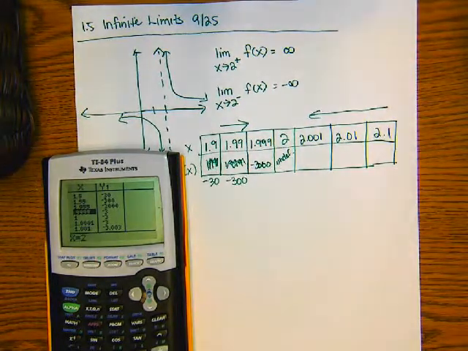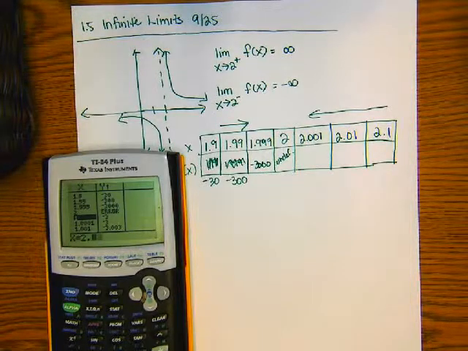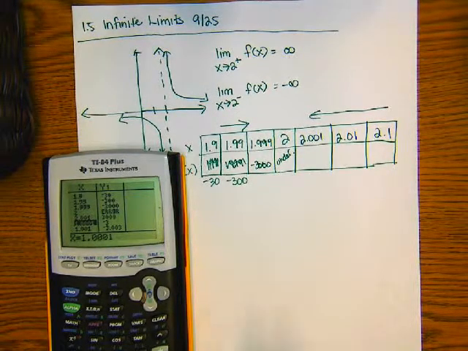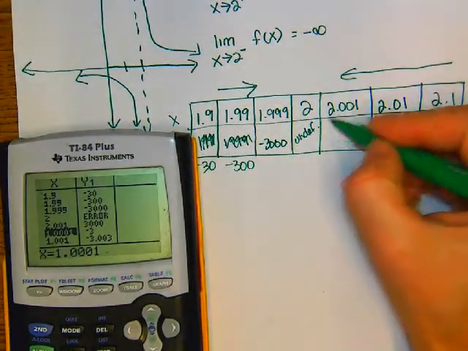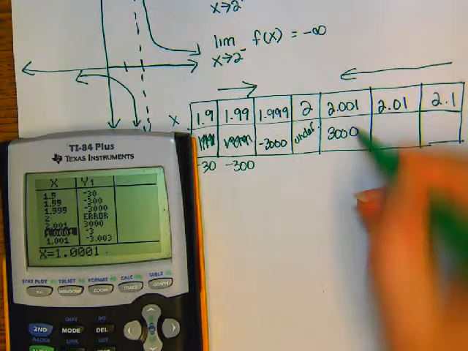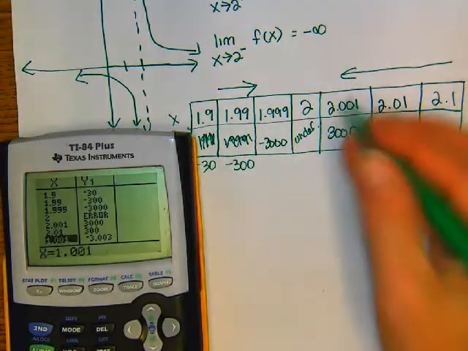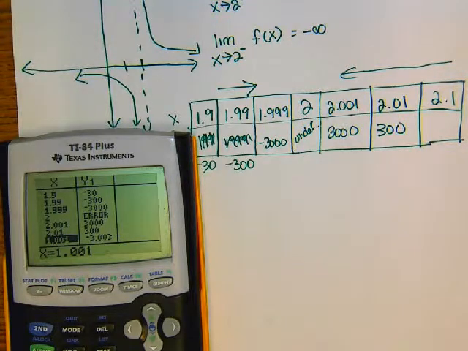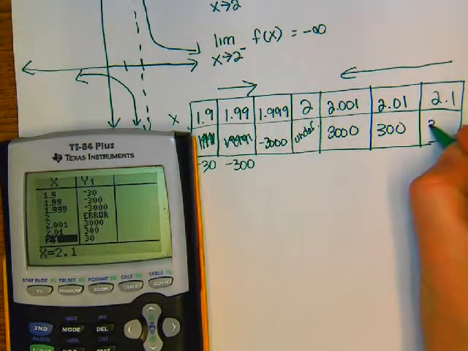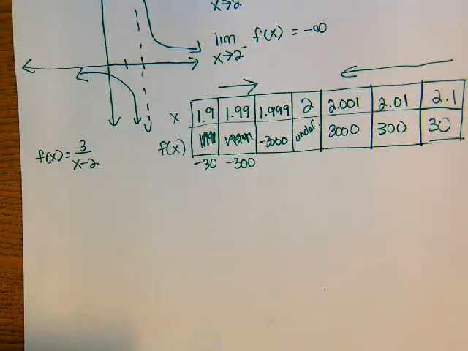That's what that means. Alright, so then coming in from the right, if I started typing in, okay, so we know it's undefined at 2. 2.001. I don't know if you can see that any better. That at 3,000, 2.01 is, okay.